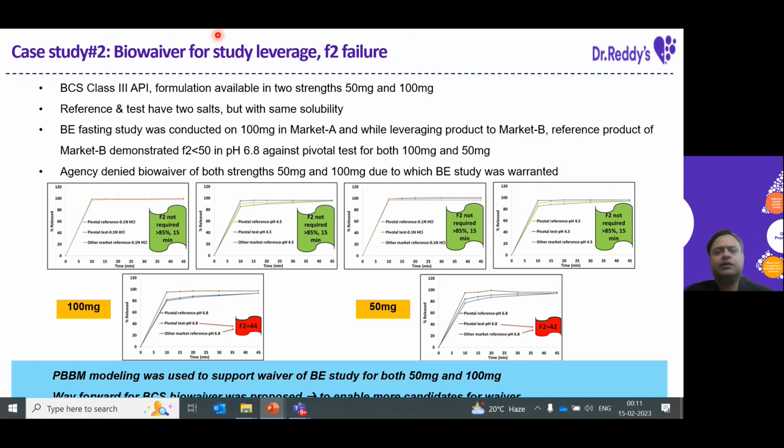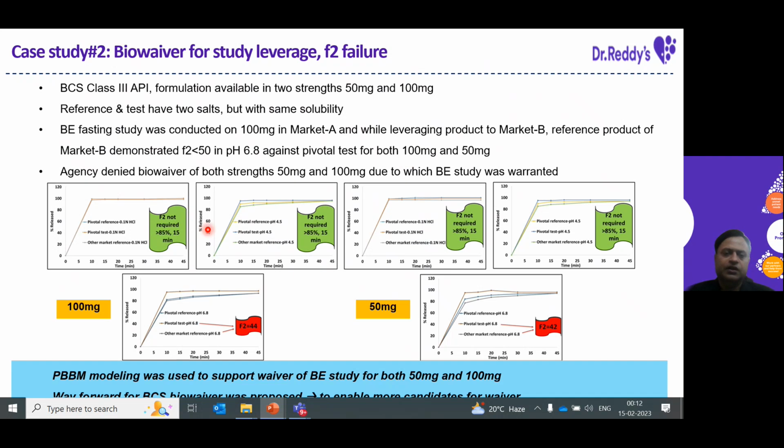The second case study is a case where we had done the BE study for market A, and we got the product approved. And then we were leveraging the same BE study for market B. Whereas in market B, we were supposed to compare the in vitro dissolution of the test product with the market B reference product. When we did that comparison at a particular pH, especially pH 6.8, we found that the F2 was not matching for both the 100 milligram as well as the 50 milligram strength.